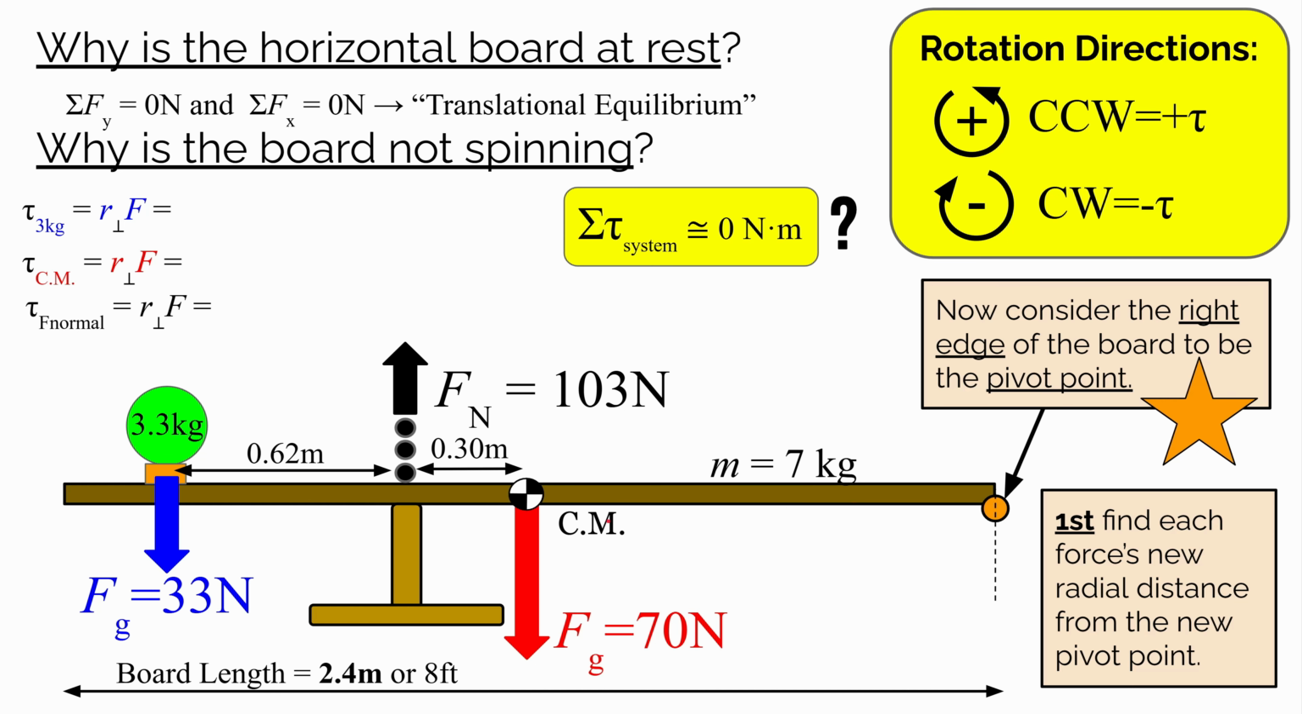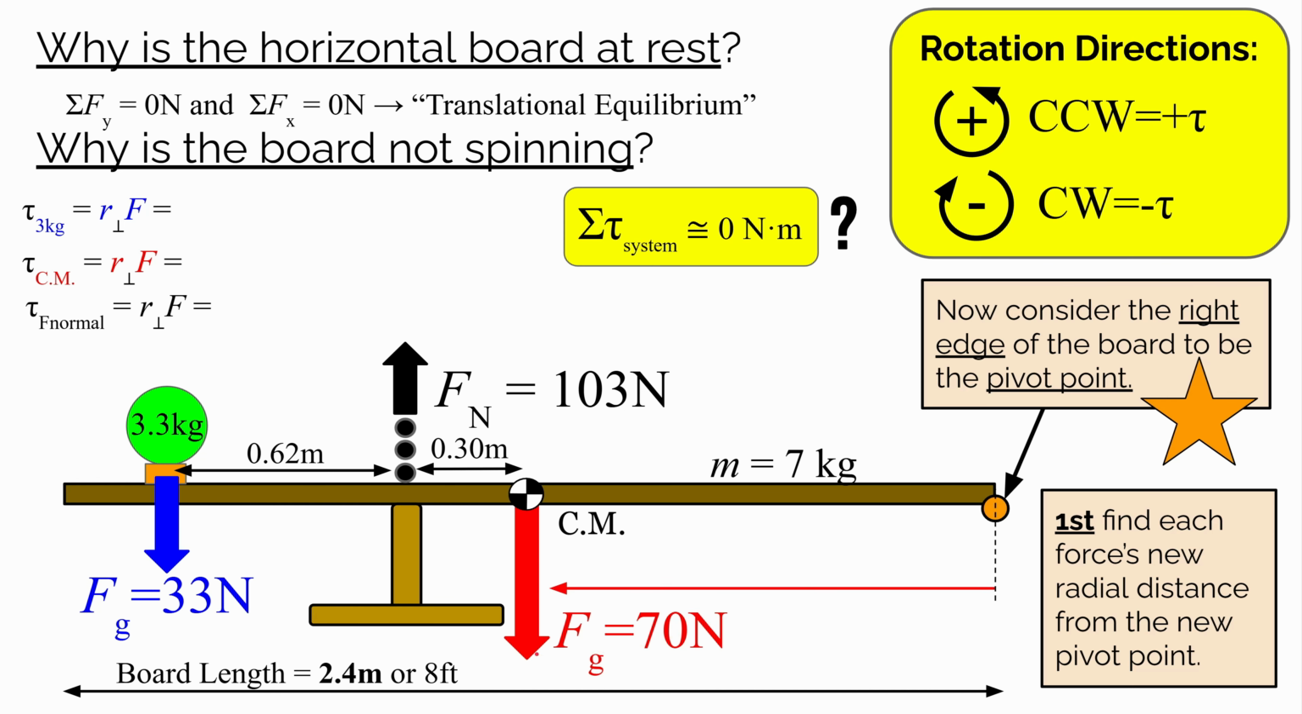They're acting at the same location with the same size force. So let's find out, if we imagine the pivot point is over here and recalculate the torques, would we still get the sum of the torques on the system, or the net torque, to be about 0? Let's find out. Well, what does change though? If we imagine the pivot point at the right side of the board, the forces don't change, but the distances those forces are from the pivot point, those do change. So let's figure out those distances.